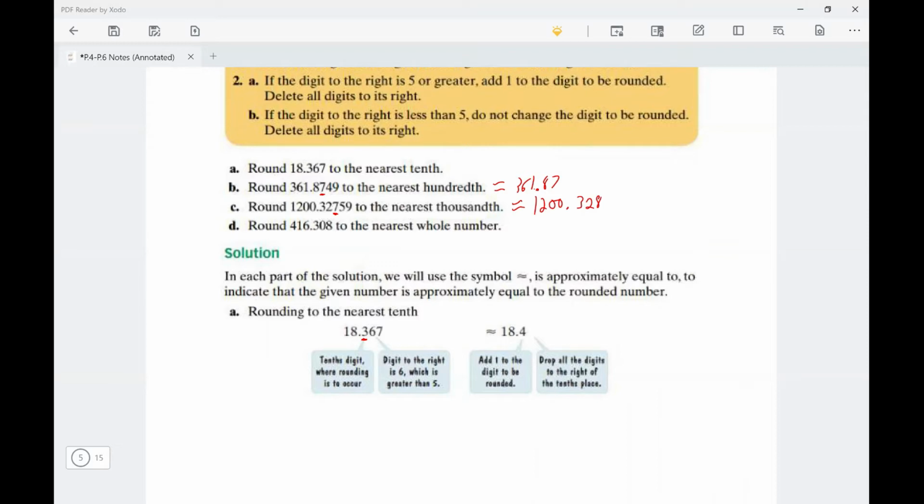Okay, and then the last one asks us to round to the nearest whole number, right? So the nearest whole number is another word for the ones place, right? If we look to the number to the right, that's a 3, which is less than 5. So we're going to round down to 416. And if you want to, you can put 0.0, right? So it's about 416.